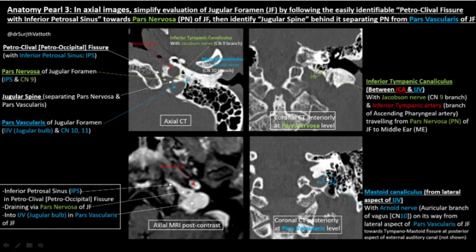And this is the mastoid canaliculus, which is showing in the coronal CT. So here basically we have cranial nerve 10, which is giving off the Arnold nerve or the auricular branch of the vagus nerve on its way from the lateral aspect of the pars vascularis of the jugular foramen, which is towards the tympanomastoid fissure at the posterior aspect of the external auditory canal, which is not shown here.